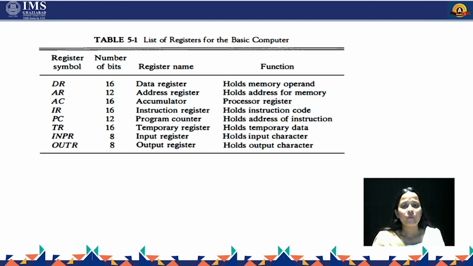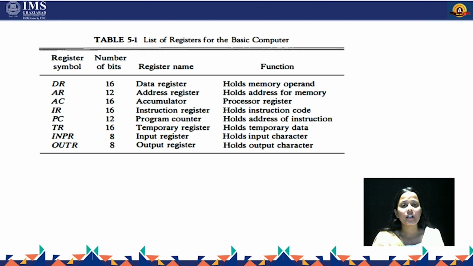In the next column we have described the number of bits each register can store. Like TR can contain 16 bits. DR can contain 16 bits. PC, program counter, can contain 12 bits. The functions are also given in this table. So data register function is it holds the memory operand. Address register, as the name specifies, you can store the address of the memory in this register.